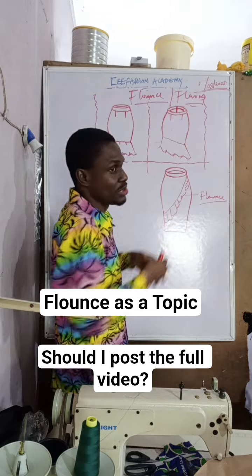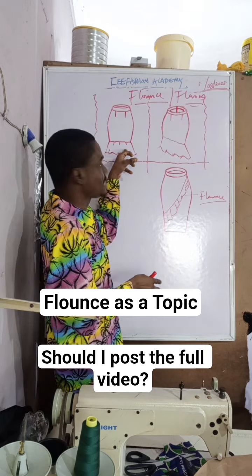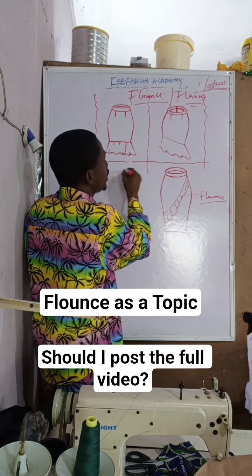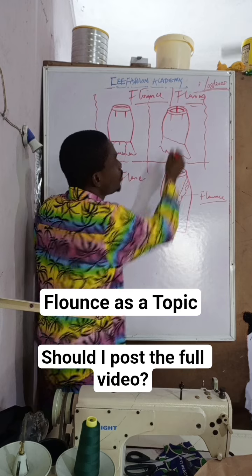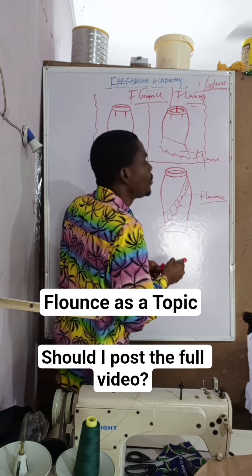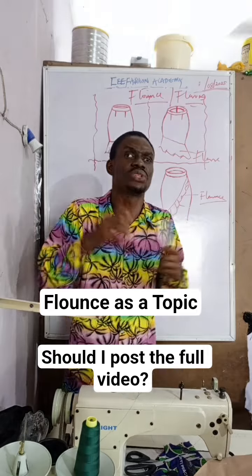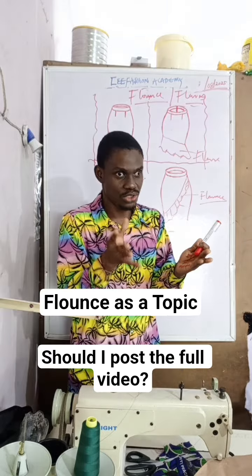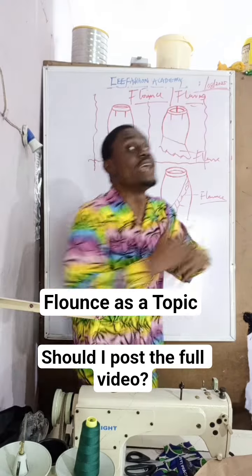You can see what we have on the board. You see what is under this particular skirt. You notice that a lot of us call it what? A lot of us call it flare. We call it flare. Okay, that's what we call it. But in other words, I would also like to let us know that there is something we call flounce. Flounce is like a flare. Do you understand? Or let's say flounce is even a flare.